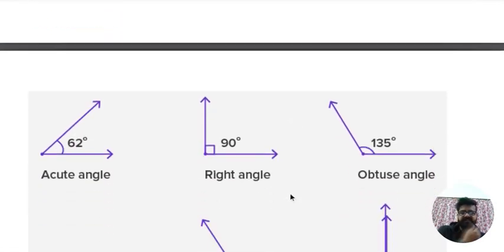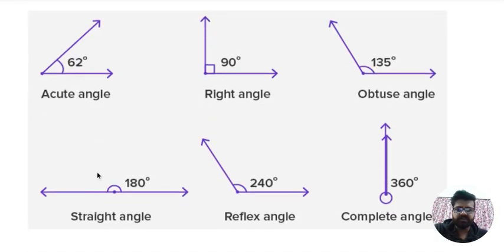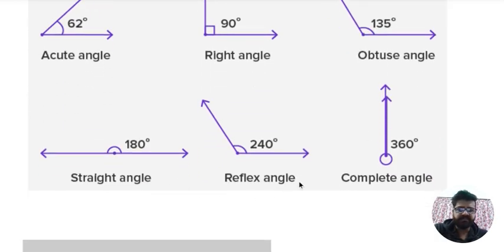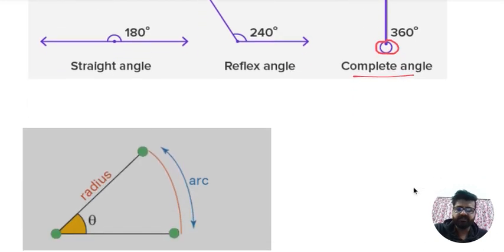As you can see, this is right angle, obtuse angle, acute angle, straight angle, reflex angle. And you can see that we started from here and returned to here. So the total angle is 360 degree. This is a complete angle. Okay, now look at this.